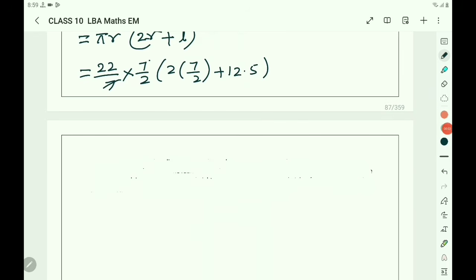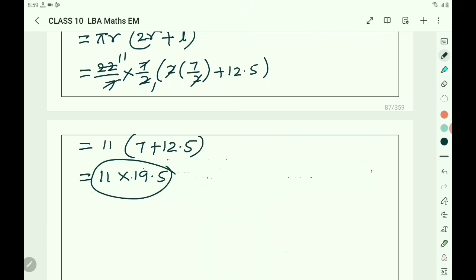Then you cancel 7, 7. 2 1s are 2, 11 2s are 22, so 11 into... here you can cancel 2, 2. 7 plus 12.5 equals 11 into 7 plus 12.5, which is 19.5, into 19.5. Then find the product of these two.